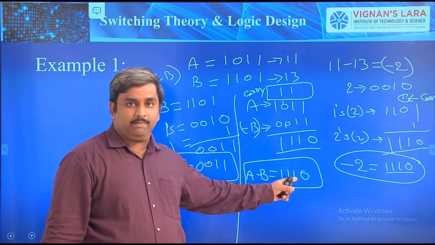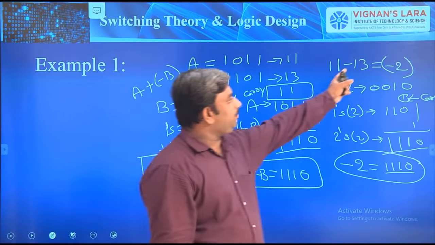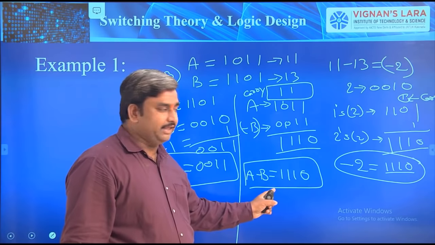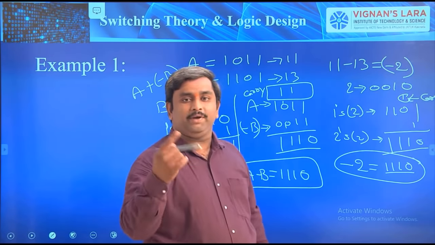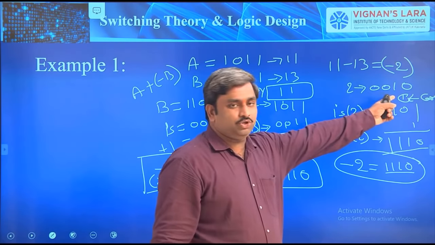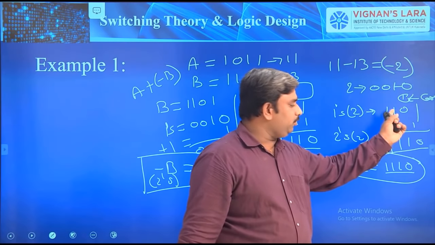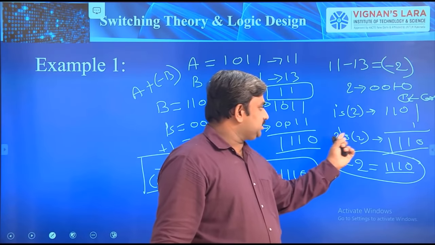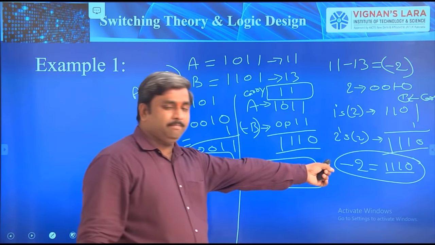Remember, this is the 2's complement of 2. Why? Because 11 minus 13, we have to get minus 2. For minus 2 we are representing it like this. Why? Minus 2 is nothing but the 2's complement of 2. So 2 is 0, 0, 1, 0. For the 1's complement of 2, reverse this value: in the place of 0 you put 1 and in the place of 1 you put 0. So 1, 1, 0, 1. Next add 1 here, 1, 1, 1, 0. So this is the result. This is minus 2.